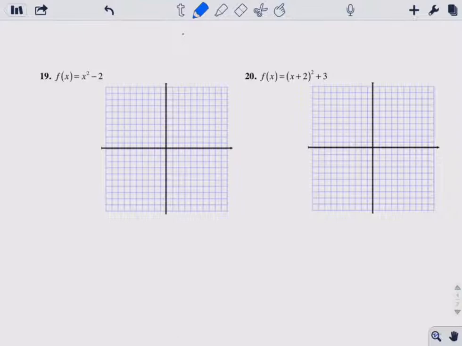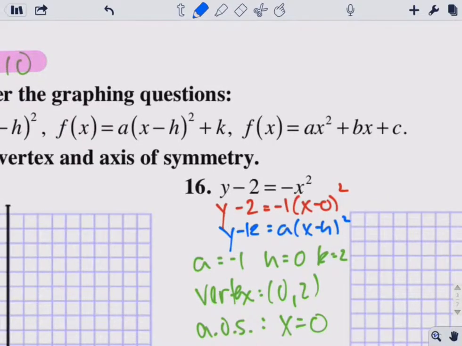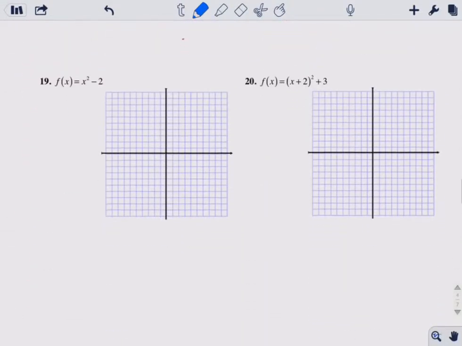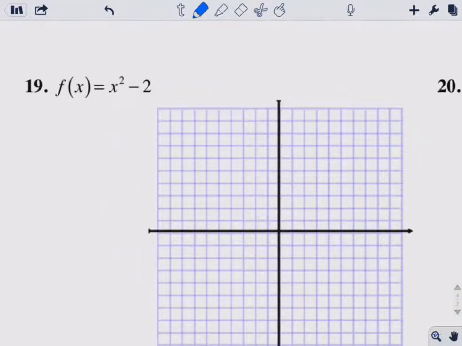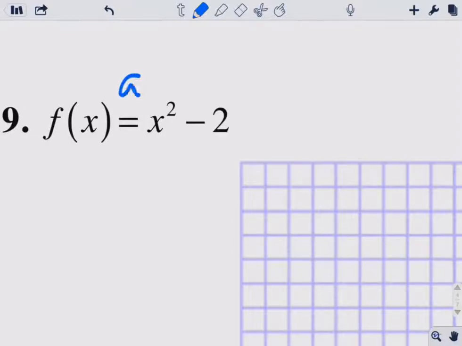Okay, so we've got a different pattern. We've got f of x. F of x fits one of these two here. So you just got to decide which one to use. All right, x squared minus 2. You can fit it in either way. I'm going to use a times x minus h squared plus k.